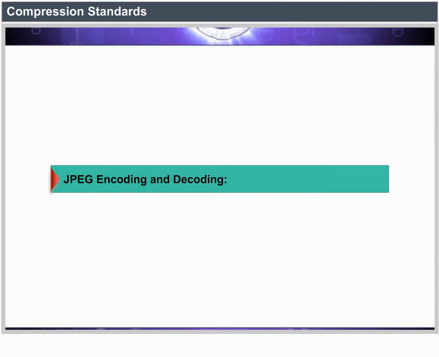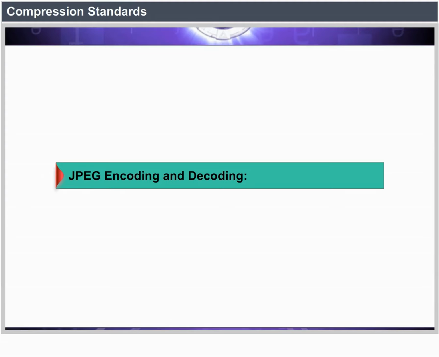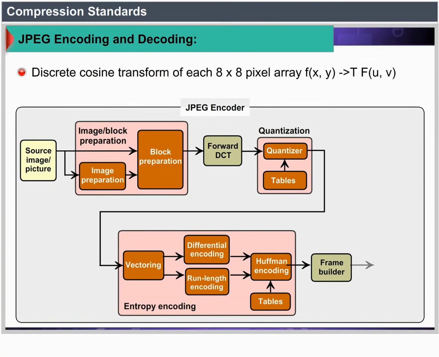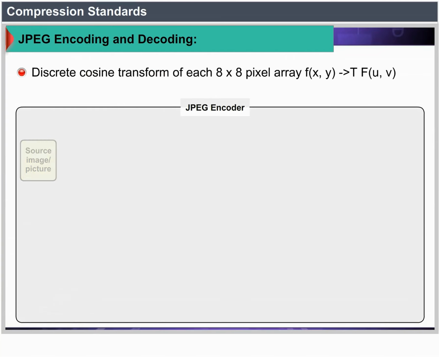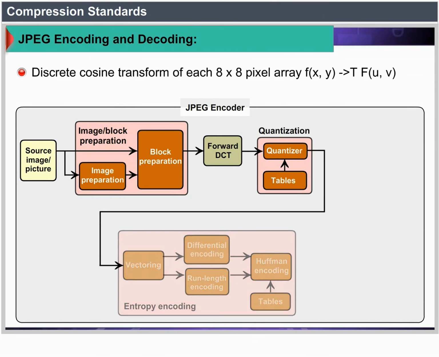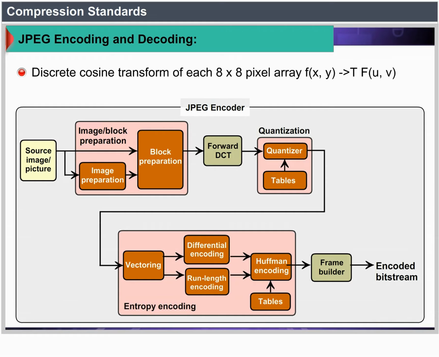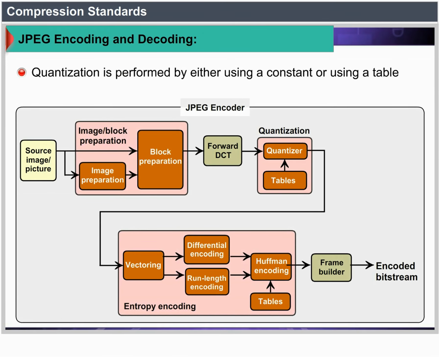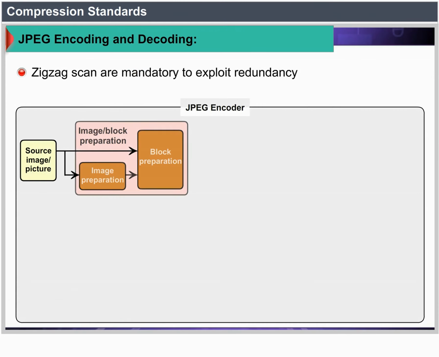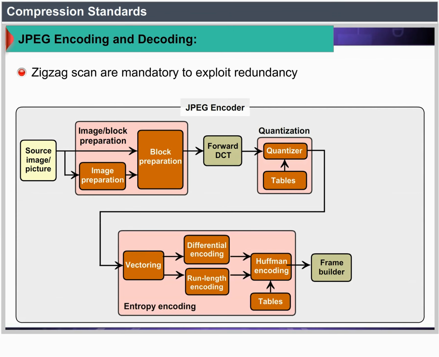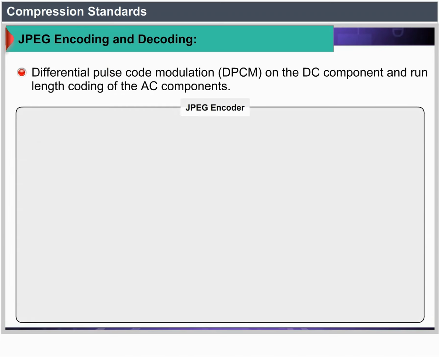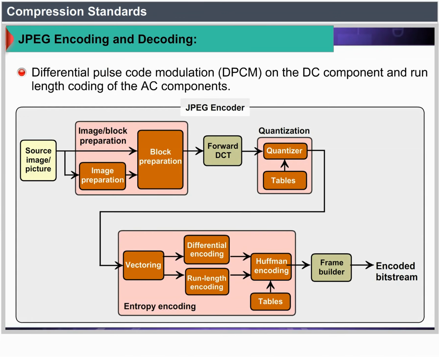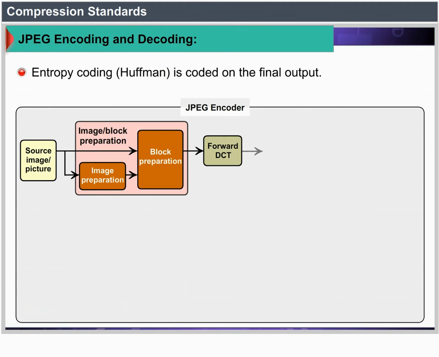JPEG encoding and decoding. Discrete cosine transform of each 8 by 8 pixel array f(x, y) leads to T(f)(u, v). Quantization is done by using a constant or using a table. Zigzag scan to exploit redundancy. Differential pulse code modulation, DPCM, on the DC component and run length coding of the AC components. Entropy coding, Huffman, of the final output.